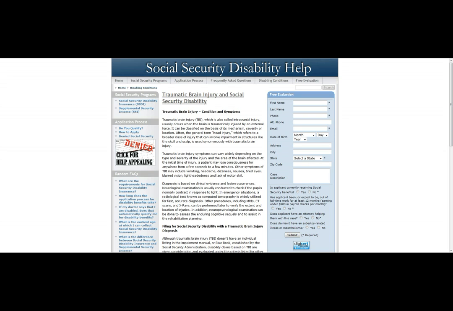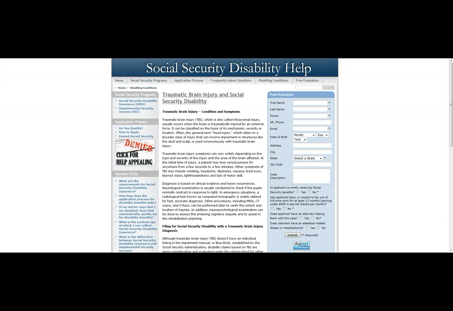Traumatic brain injury, which is also called intracranial injury, usually occurs when the brain is traumatically injured by an external force. It can be classified on the basis of its mechanism, severity, or location. Often, the general term head injury, which refers to a broader class of injury that can involve impairment in structures like the skull and scalp, is used synonymously with traumatic brain injury.